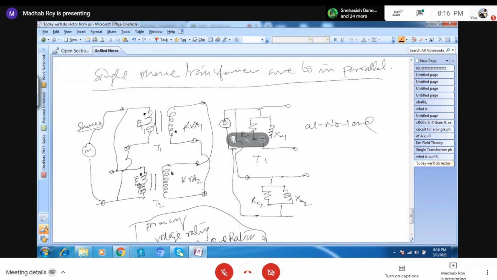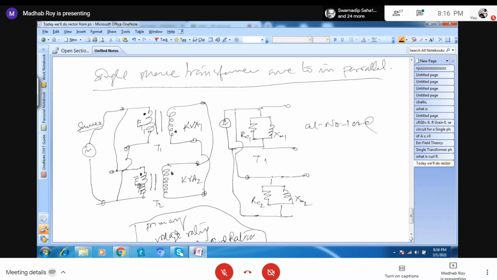Actually, you have not studied parallel operation. I think there is a problem on your side. You have not studied the parallel operation. Sir, there would be a current flowing through the secondary windings. So what is that current?